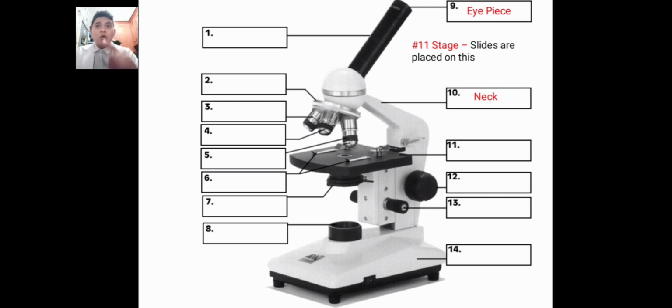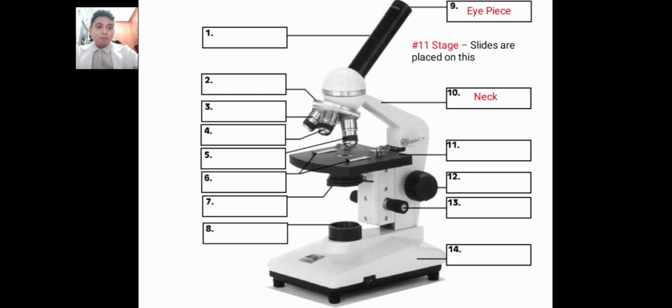The most common stage is the mechanical stage, which allows the control of the slides by moving them using the mechanical knobs on the stage instead of moving them manually. Napakaganda po ng modern microscope ngayon.